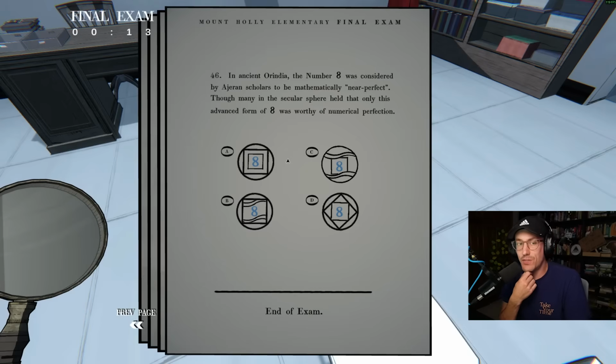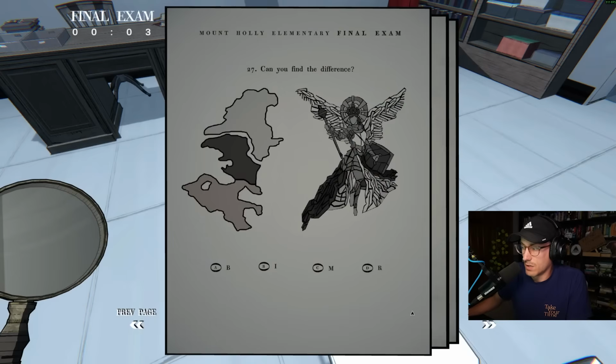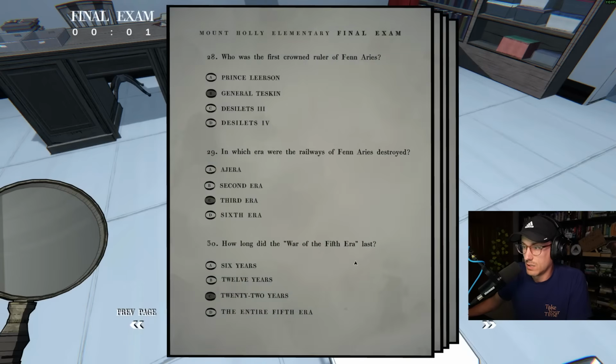The secular sphere? What does that mean? The secular sphere. Numerical perfection. 9 seconds. We have to guess something here. We got to guess something on the page right here.